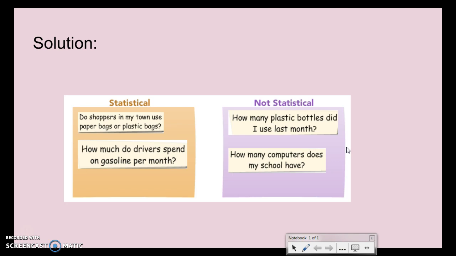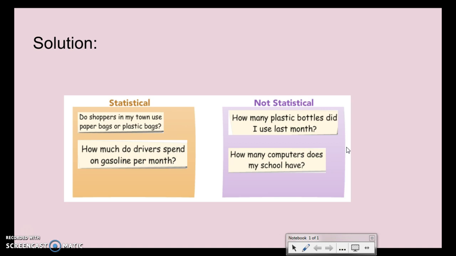Some of the questions that are not statistical questions would be, how many plastic bottles did I use last month? There can only be one answer to that, because you can't just now start drinking more and more bottles of water and then adding to that pile that you drank last month, because you didn't drink those new ones last month. There's only one answer to that.